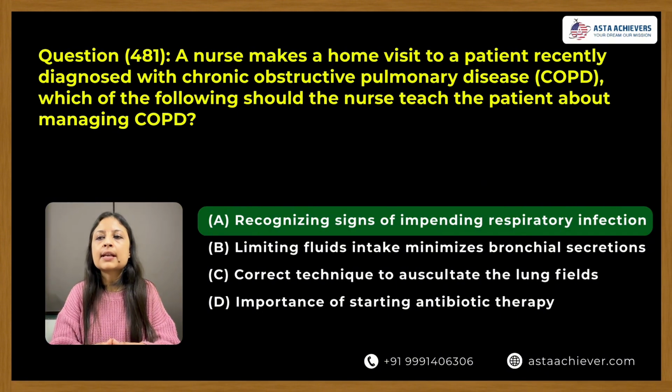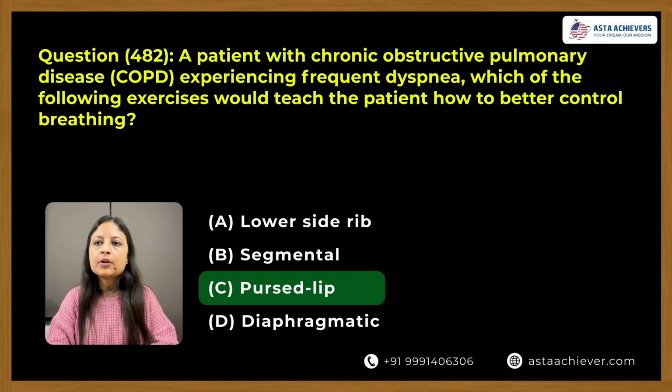So option A, recognizing the sign of impending respiratory tract infection, is the correct answer. Question number 482. A patient with COPD is experiencing frequent dyspnea. Which of the following exercises would teach the patient how to better control the breathing? Option A, lower side ribs. Option B, segmental. Option C, pursed lip. And option D, diaphragmatic. So option C, pursed lip breathing, is the correct answer.